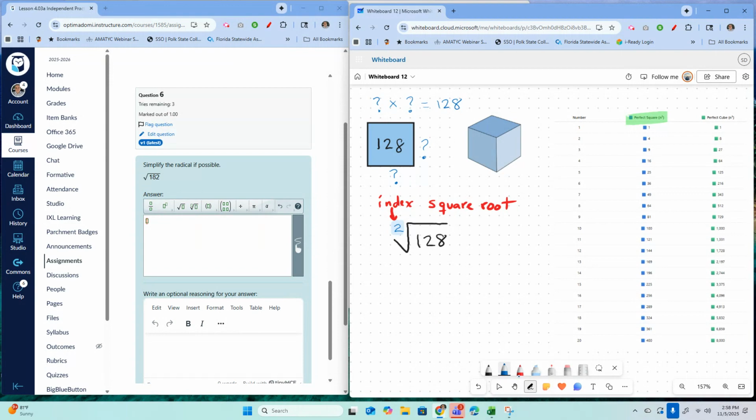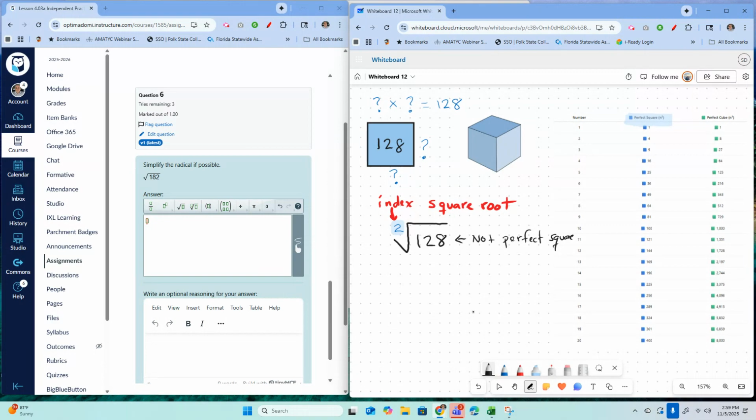All right? Now, the easy way of doing that is you're going to go to the table over here on the right side and look at the column in blue. Why am I looking at that column? Because those are the perfect square numbers. And you're going to look for 128. And when you look at the blue column, 128 is not there. So what does that mean? 128 is not a perfect square.